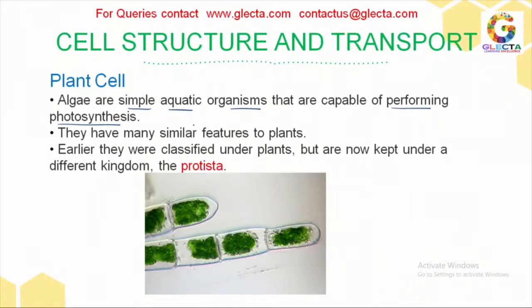These have a lot of similar features with plants, which is exactly why they were classified under plants in earlier times. But as the studies about algae became deeper and more scientific, we actually have to keep them under a different kingdom, which is now known as Protista. So algae, the organisms, are kept under the kingdom Protista, while all kinds of plants are kept under the kingdom Plantae.